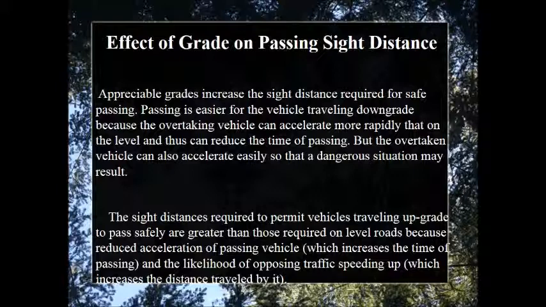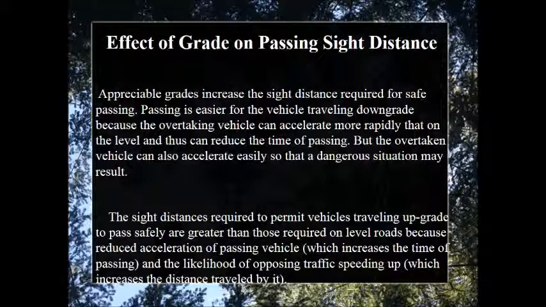Appreciable grades increase the sight distance required for safe passing. Passing is easier for the vehicle traveling downgrade because the overtaking vehicle can accelerate more rapidly than on the level and thus can reduce the time of passing. But the overtaken vehicle can also accelerate easily, so a dangerous situation may result.